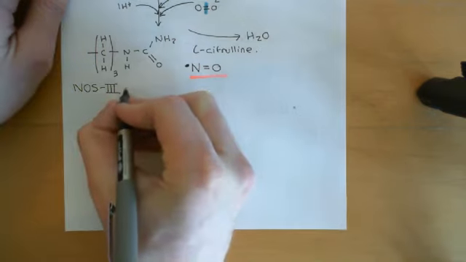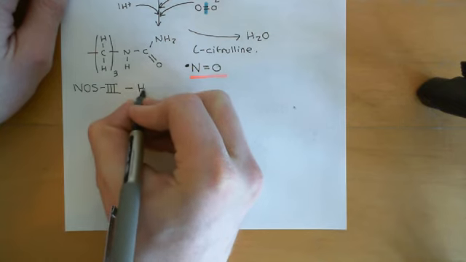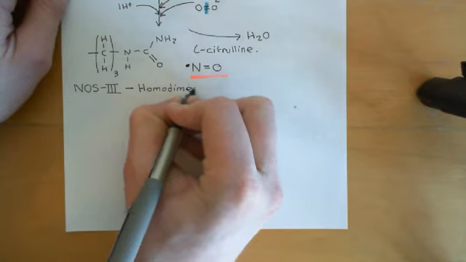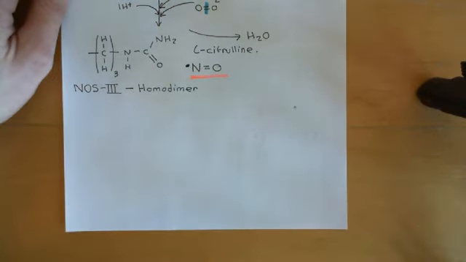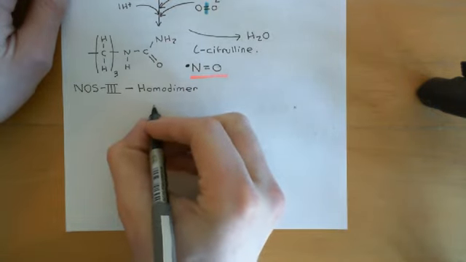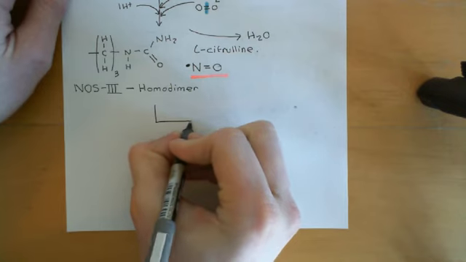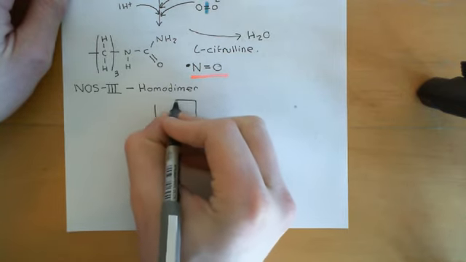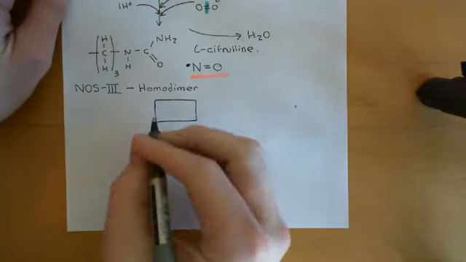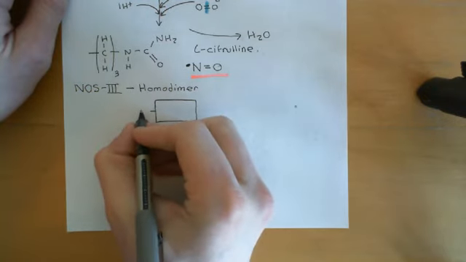So to function, nitric oxide synthase 3 needs to work as a homodimer. Homo means same, dimer means 2-membered structure. So this is 2 identical nitric oxide synthase 3 proteins bound together to form a homodimer. So let me now show you the structure of this. I'll start by showing you one nitric oxide synthase 3 protein, and then I'll dimerize them together. Initially I'm going to show you it in the inactive state, and then we will move to showing it in the active state.